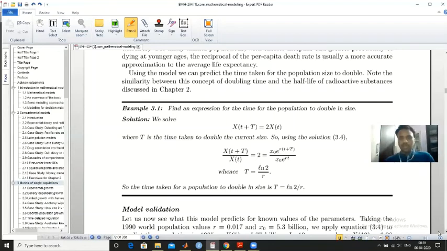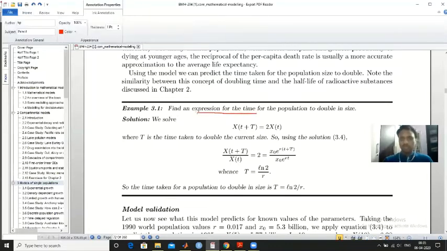So this is a simple example in which they have asked to find the expression for time. It means you have to find out the time when the population will become double in size. Suppose we represent x(t) as the population at time t, then we have to find out this capital T, the time which it takes for the population to double. So that means x(t plus T) will become 2x(t). Then we have to find out this T.